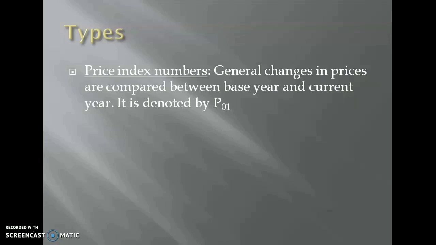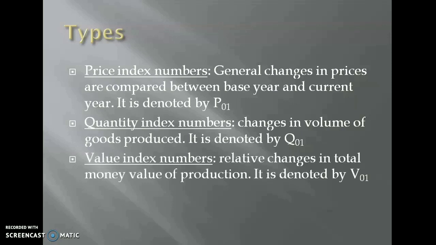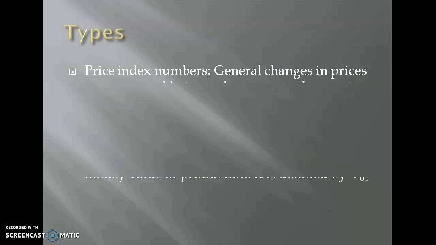Okay, so the second type is quantity index numbers. Quantity index numbers study the relative changes in the volume of goods produced or consumed or distributed. This again is denoted by Q01. And the next one is value index numbers. Value index numbers study the relative changes in the total money value of production or transaction, and it is denoted by V01.